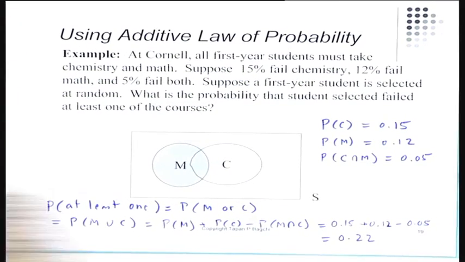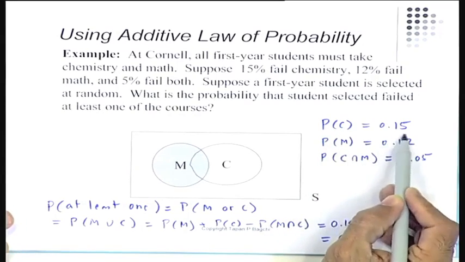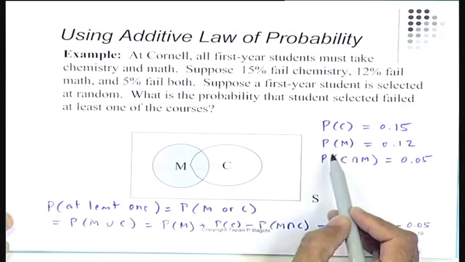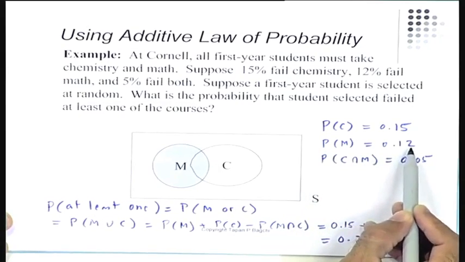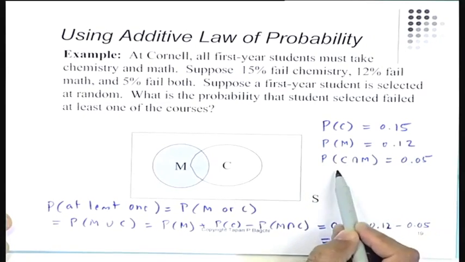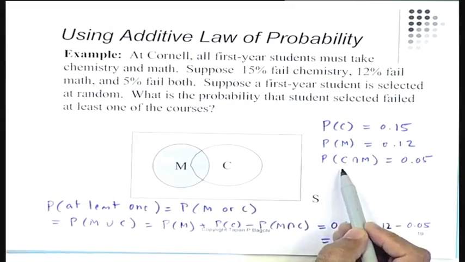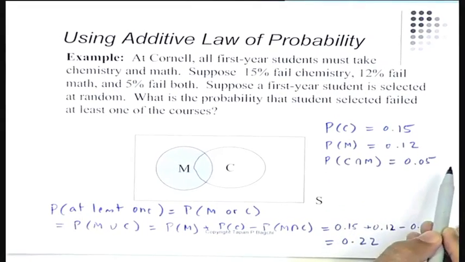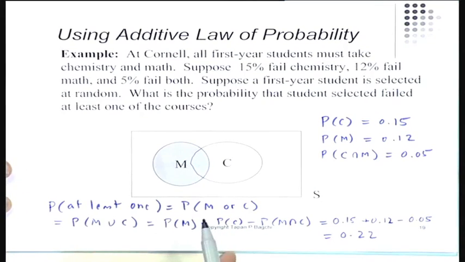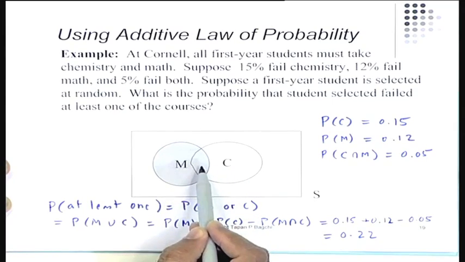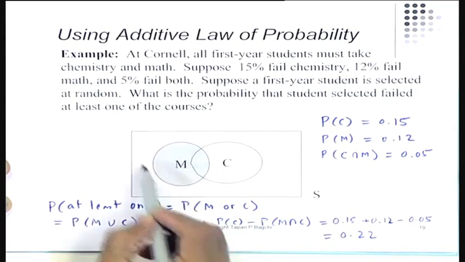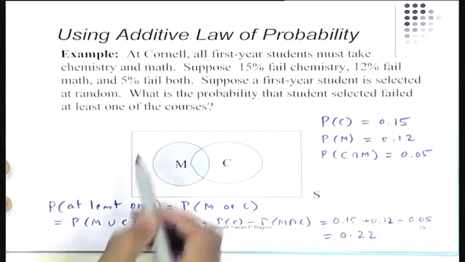Notice here, we are given that the probability that the person fails in chemistry is 0.15. We are also given that the probability that the person fails in math is 0.12. And the probability that the student fails in chemistry and also in math is 0.05. That is given to us. And what we are talking about is the student failing in any of these courses, either in math or in chemistry or both. So for that, I need to work out the union of all these things. How do I work it out?